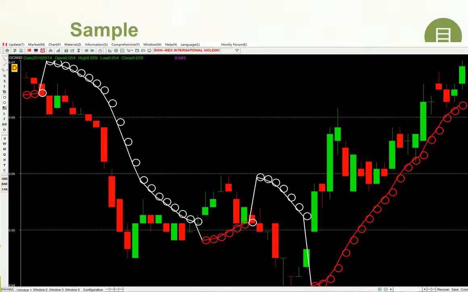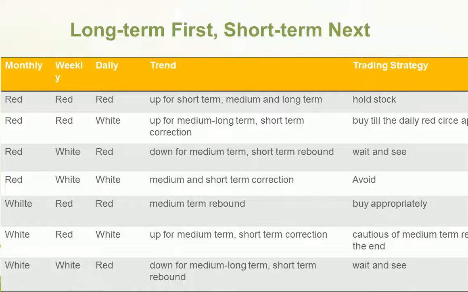Then you can see here the price drops, right? So many investors will be scared because the price dropped. But if you see here, it's still the red circle, you still keep it. No need to sell. Then you can make more profit. Okay. So long term first, short term next.